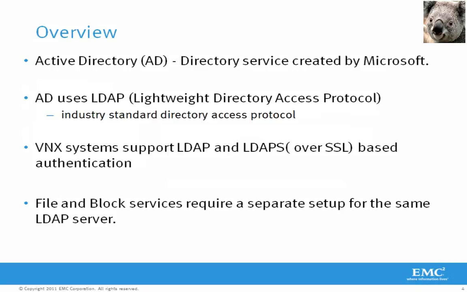Active Directory uses LDAP, that is Lightweight Directory Access Protocol. LDAP is an industry standard protocol for accessing and maintaining distributed directory information services over the network. VNX systems support LDAP-based directory services for Unisphere authentication and management. It also supports LDAP-S, which is more secure as the communication is done over SSL. At this point, the LDAP setup is separate for file and block services. The demo goes over the entire procedure for setting up AD authentication.